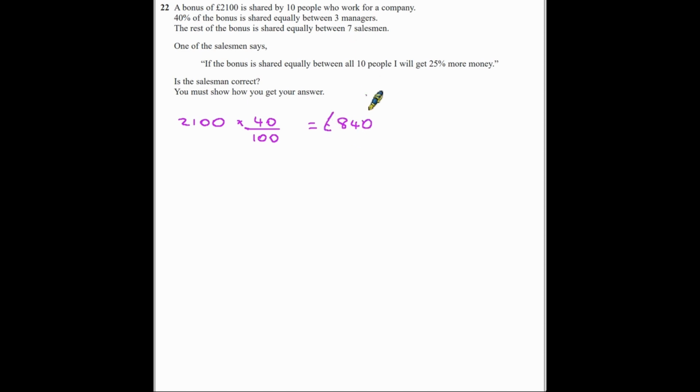Now we don't need to know what each manager got individually, we can just leave that as a lump sum. The fact is, if they are taking 840, we need to subtract that from the total bonus to find the share for the salesmen. So 2,100 minus 840 is £1,260. That is what the salesmen have got to share. There are 7 of them, so we now have 1,260 divided by 7. That means that each salesman gets £180.